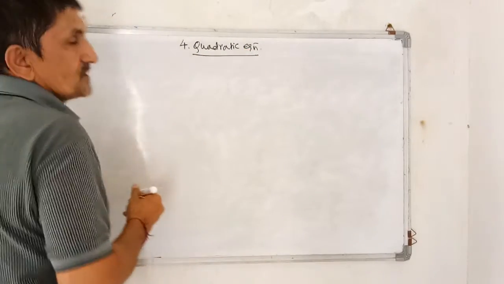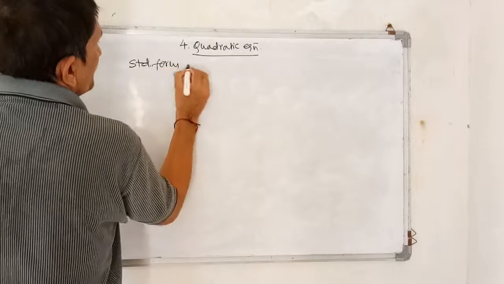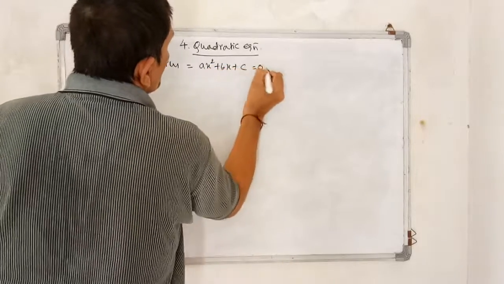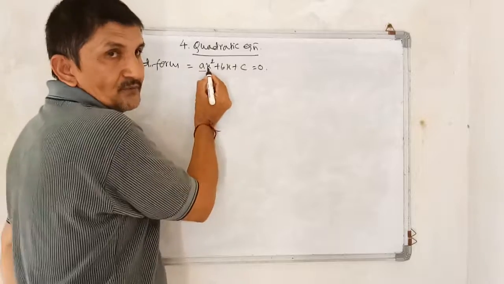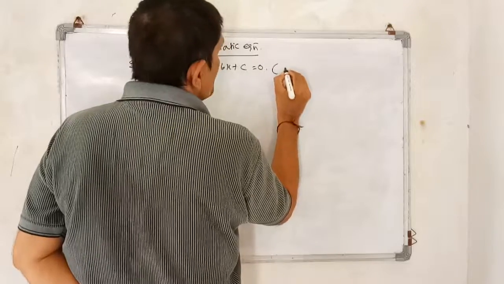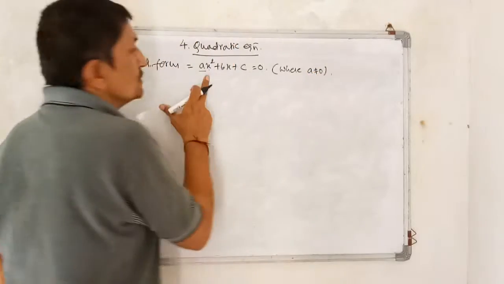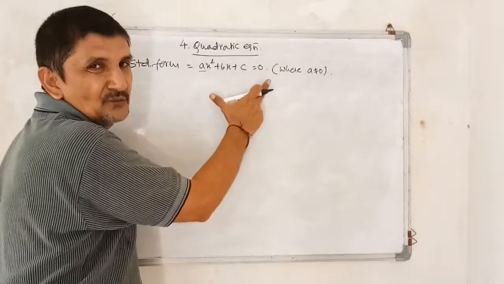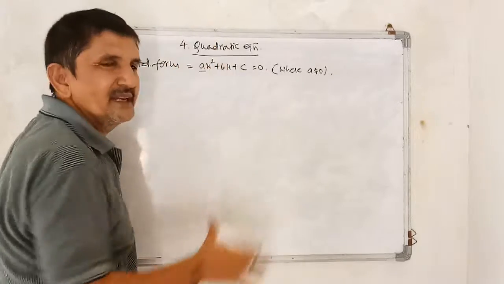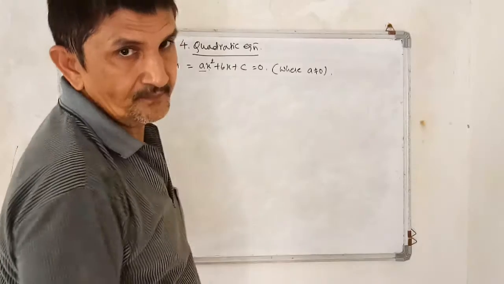See, in this quadratic equation the standard form is ax square plus bx plus c is equal to 0, where a is the coefficient of x square, b is the coefficient of x and c is a constant term, and the condition is that a is not equal to 0. If a becomes 0 then it becomes a linear equation of one variable, bx plus c. The variable is only one and has power one, so it is a linear equation of one variable. So this is the standard equation.